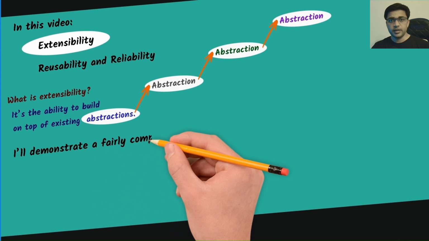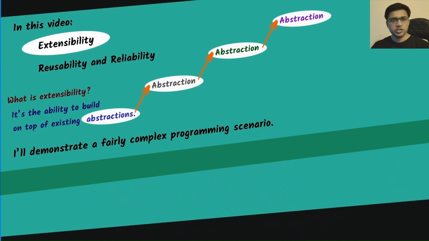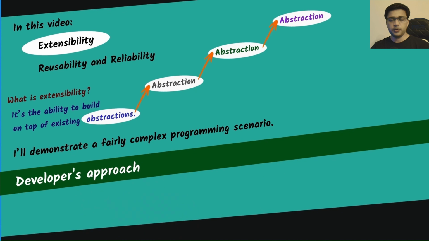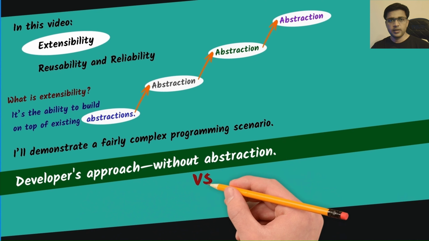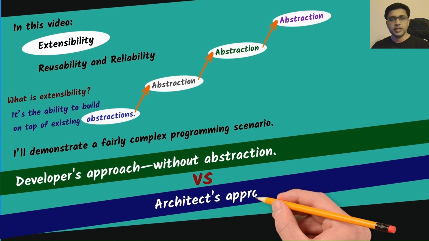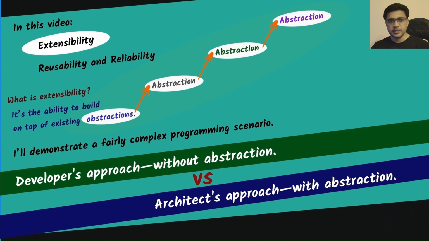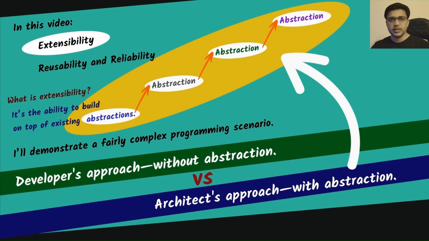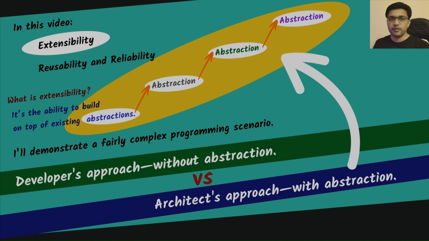I'll demonstrate a fairly complex programming scenario. First, I will show you how developers usually approach it without using abstraction. And then I will show you how you can leverage abstraction, especially its ability to build on top of existing abstractions, and how that can actually make you a completely different kind of developer.